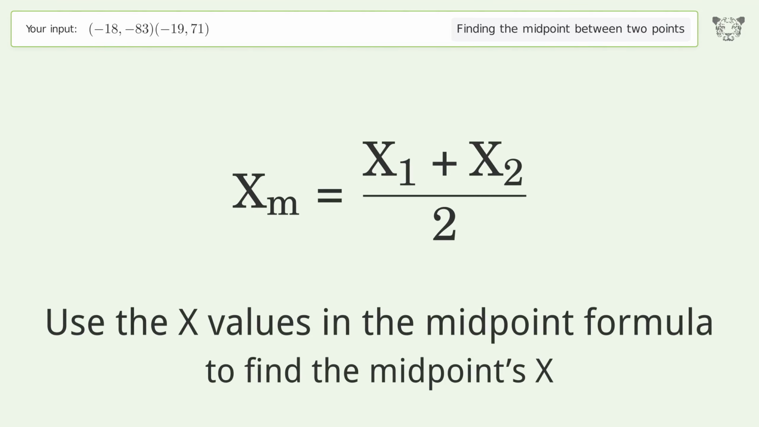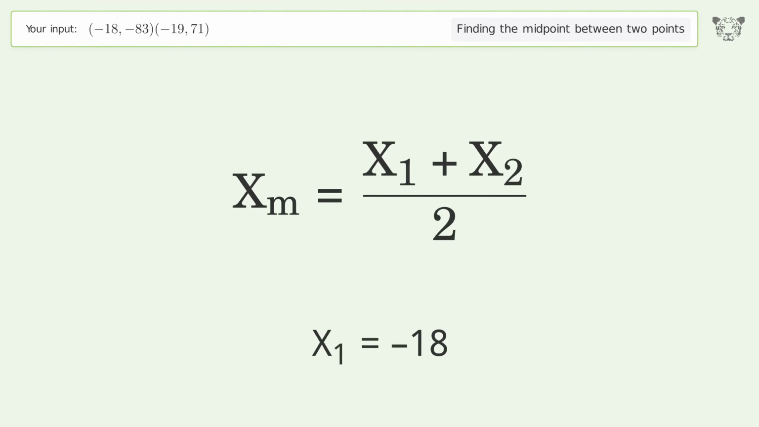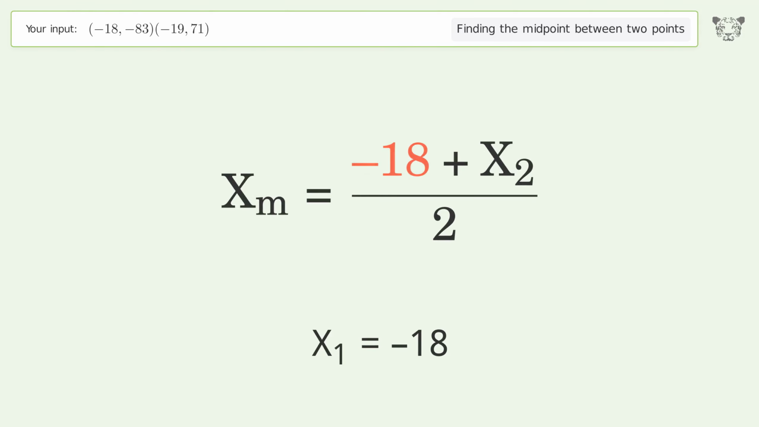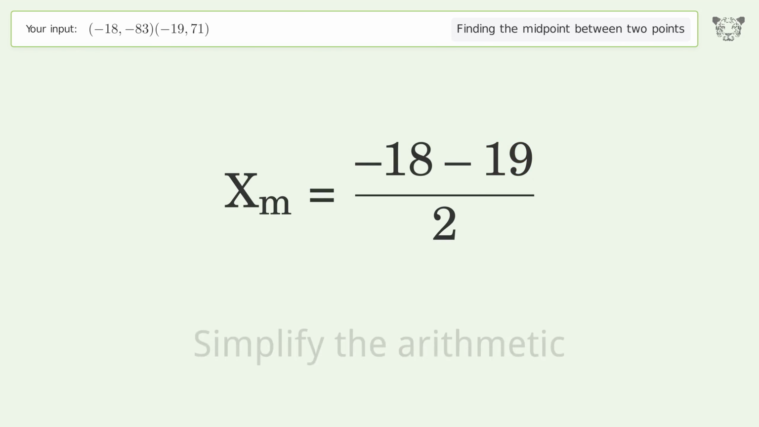Use the x values in the midpoint formula to find the midpoint's x. x1 equals negative 18. x2 equals negative 19. Simplify the arithmetic.